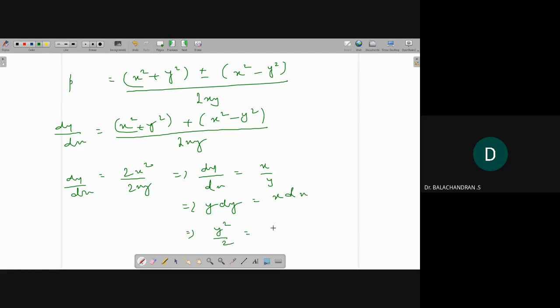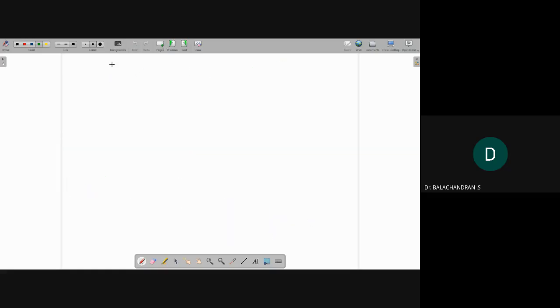Okay, in this step, somebody will write x square by 2 plus c, just a c. Somebody will write c by 2. So it's depending upon, it differs only by constant. Okay, so that will not make a problem. So this implies y square equal to x square plus c. This implies y square minus x square minus c equal to 0.